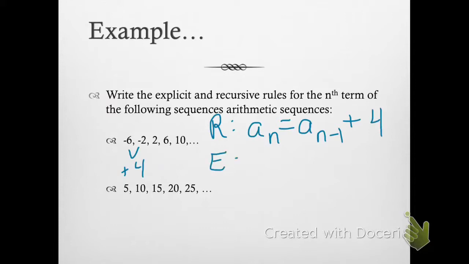The explicit formula, a sub n equals, we need to know what the first term is, so just for the sake of argument, we'll pick the first term that we see. And then we're going to add to that the n minus 1 times whatever the common difference is. So I should really give myself a little bit more room here.